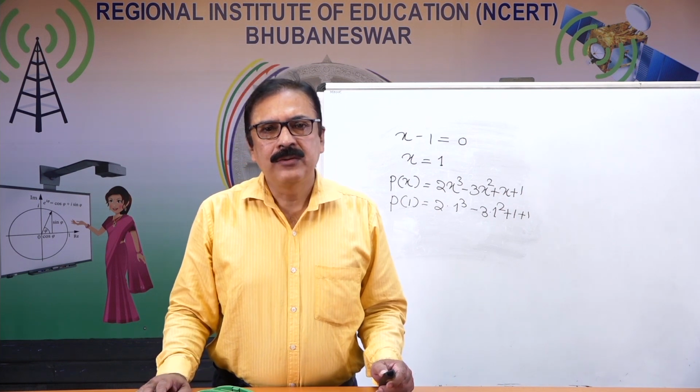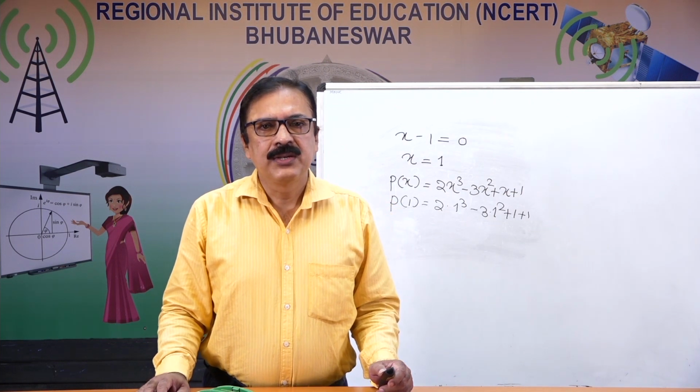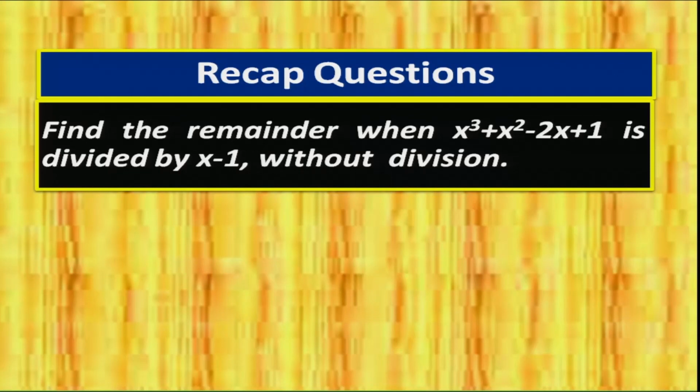Now let's see some questions. Find the remainder when x cube plus x square minus 2x plus 1 is divided by x minus 1. How to find this without division?